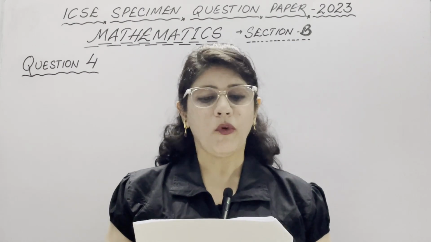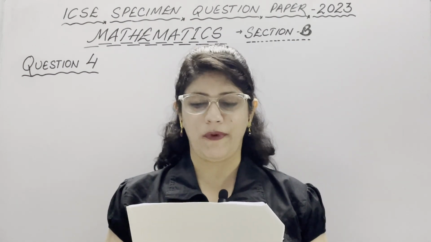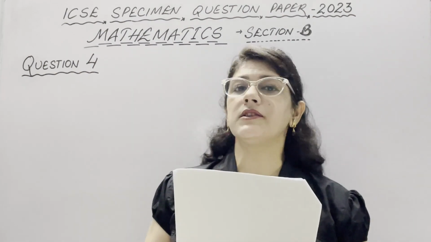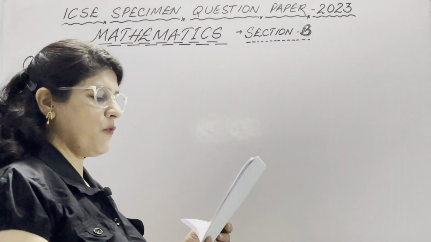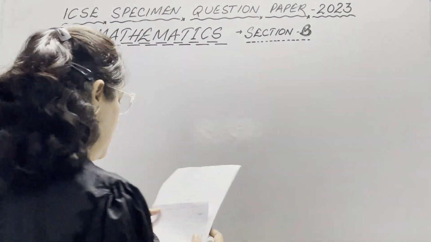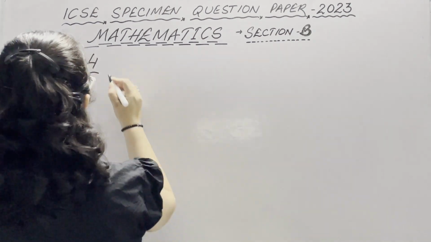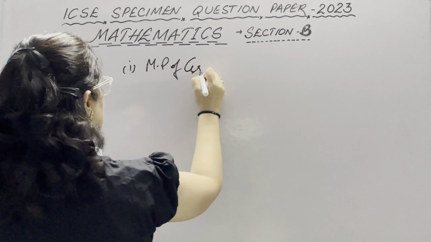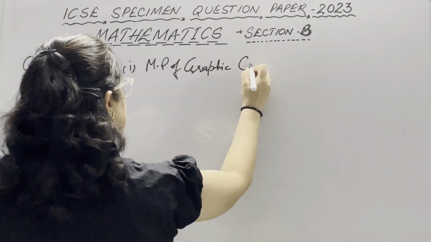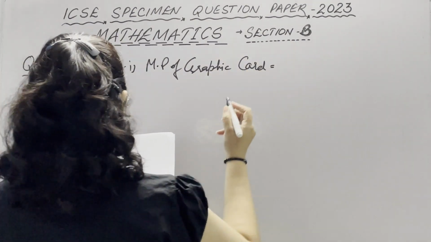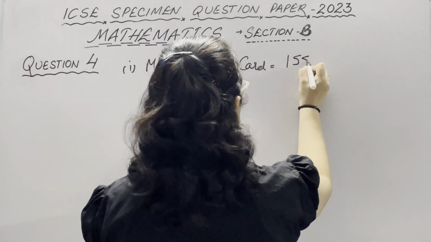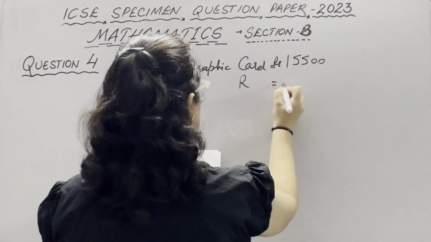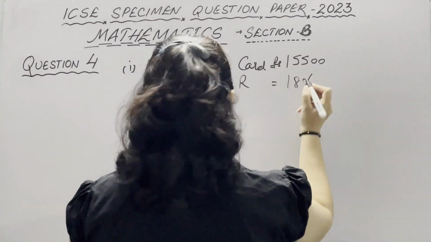Part 1 is, the following bill shows the GST rates and marked price of articles. Articles are graphic card, marked price is written and rate of GST is given. And we have to find the total amount to be paid for the above bill. So, first of all, the marked price of graphic card is given as 15,500 rupees and rate of GST is 18%.